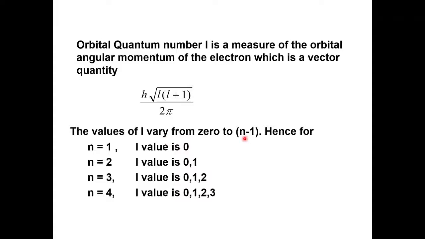So, if n is equal to 1, n minus 1 is 0, and if n is equal to 3, n minus 1 would be 2. Like that, the value of L will be, for n is equal to 1, L is 0; n is equal to 2, the value of L is 0 and 1; n is equal to 3, it can be 0, 1 and 2. Like that, the orbital angular momentum quantum values will also change.